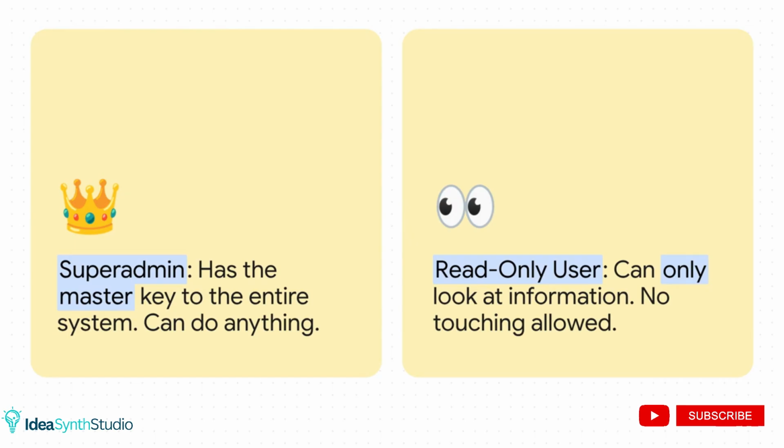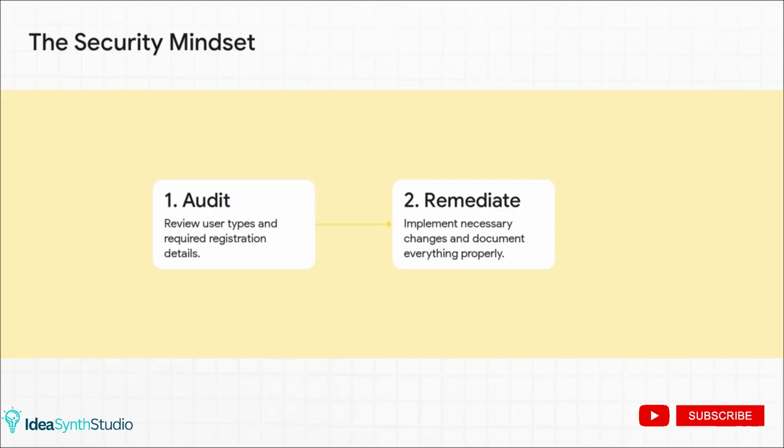And this difference in power is absolutely critical. A super admin holds the master key to everything, while a read-only user literally can't touch anything. Setting up this clear hierarchy from the start is the foundation for preventing people from ending up where they don't belong. Now, this is not a set-it-and-forget-it kind of deal. Smart security means you are constantly auditing your guest list, checking who's on it, and then remediating, which is just a fancy word for fixing, any weaknesses you find.